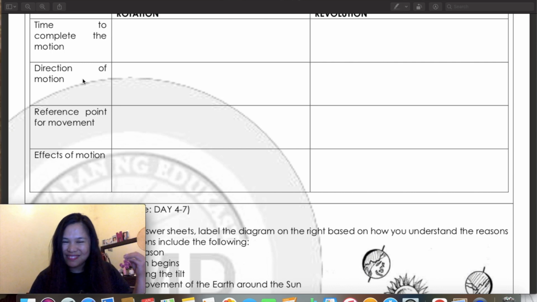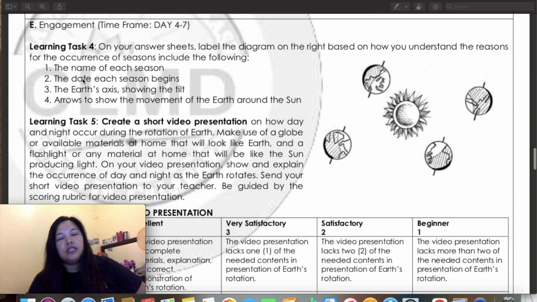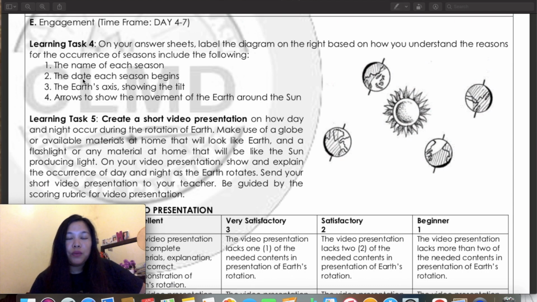Madaming pwedeng isagot dyan. In our learning test 4, on your answer sheet, label the diagram on the right based on how you understand the reasons of the occurrence of season, including the following. 1 is the name of each season. 2, the date each season begins. 3, the Earth's axis showing the tilt. And the 4th, arrows to show the movement of the Earth around the Sun.